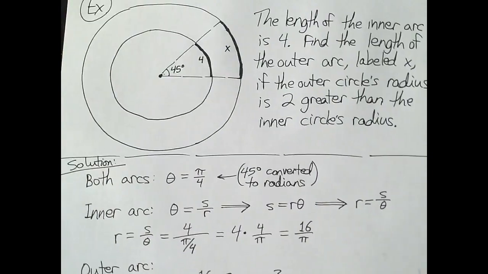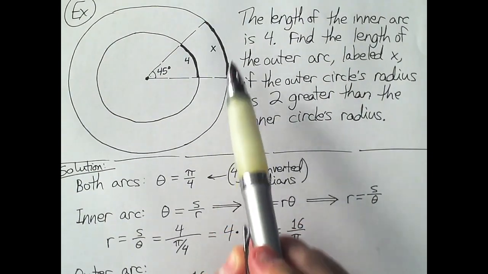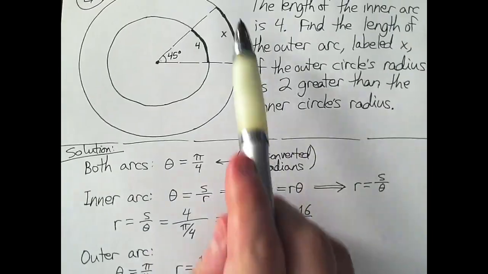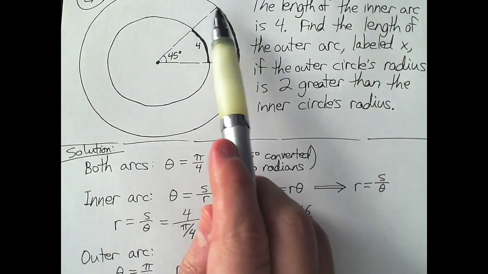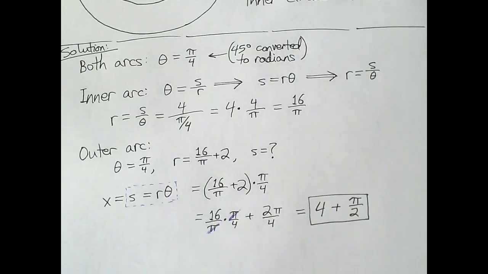And looking back at the picture, I told you that I thought the answer was going to be a little bit bigger than 4. Because, you know, how could it not be? This is 4. This looks bigger in the picture, so it's going to be bigger than 4. 4 plus pi over 2. Cool.